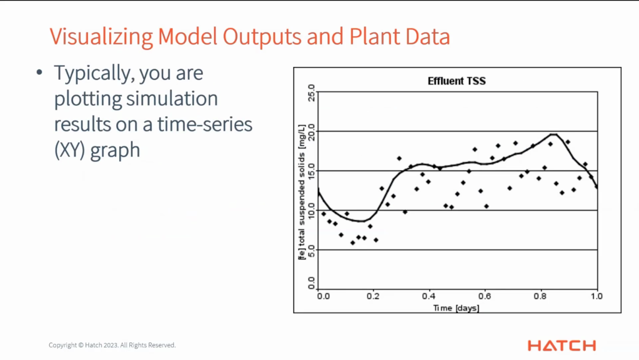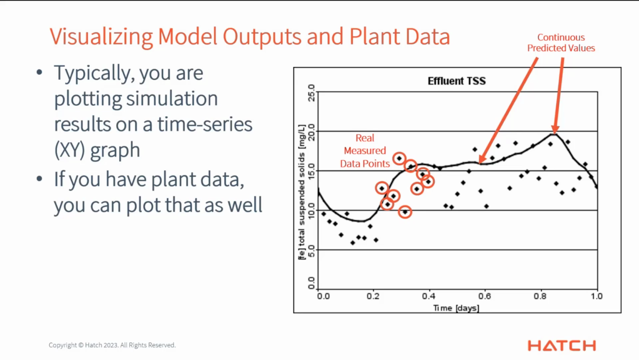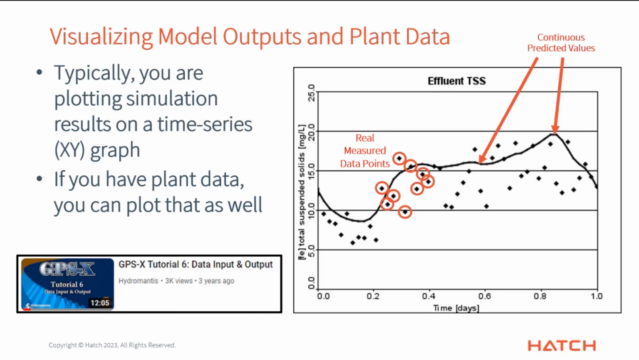Okay. So typically when you're running a GPS-X simulation, if you're doing a dynamic run, you're typically plotting the simulation results, which is the solid line here, alongside some real data points like these. So if you have that data, you can plot it alongside your simulation results. And that's typically what you would do if you're doing a model calibration to a real plant.